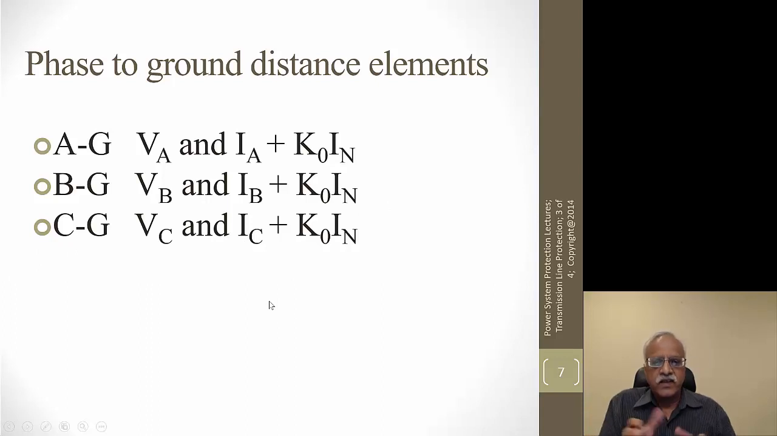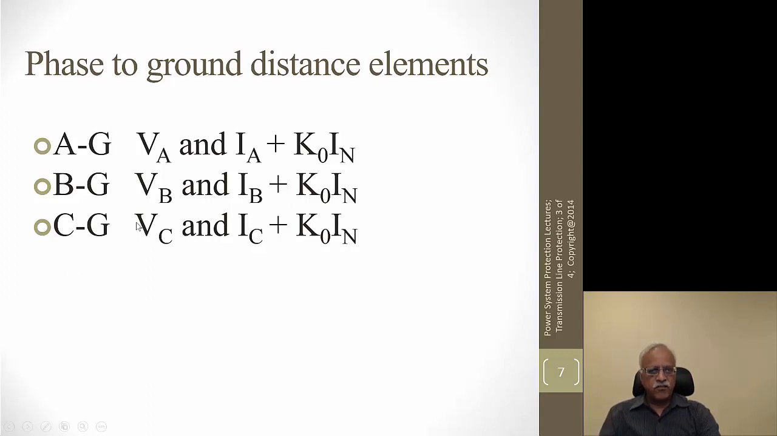When I feed three measuring units, one detects only A to ground faults, one detects only B to ground faults, one detects C to ground faults. If you take the ratio of VA to IA plus K0 times IN, then what it measures is only the positive sequence impedance up to the fault point. And similarly, if it is a B to ground fault, this particular element which has got B phase faulted voltage and the faulted current plus some compensated current from the neutral, if you take the ratio of these two, it measures only the positive sequence up to that fault point.